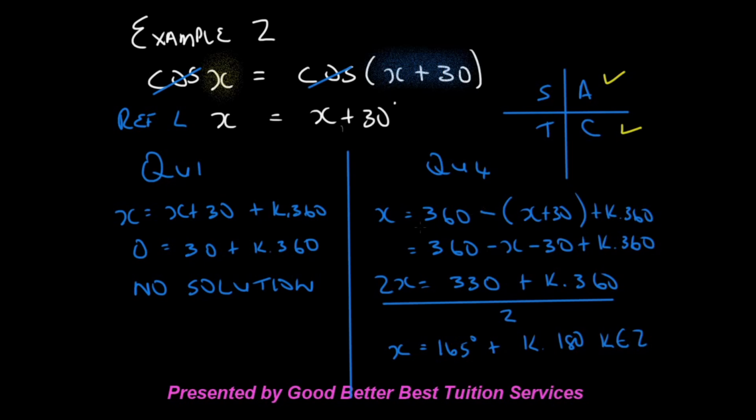And in quadrant 4, we say x is equal to 360 minus our reference angle. And that's going to be 360 minus x minus 30 plus K360. So if we take that x over to the other side once we've multiplied out, it's going to be 2x is equal to 330 plus K360. Now don't forget, we need to divide by that 2 all the way through so that we have x is equal to 165 degrees plus K180. Do you see how that changes? It changed because 360 divided by 2 is 180 degrees.